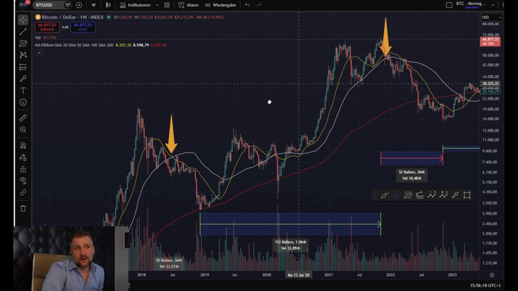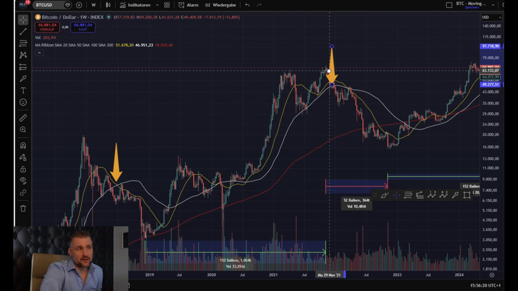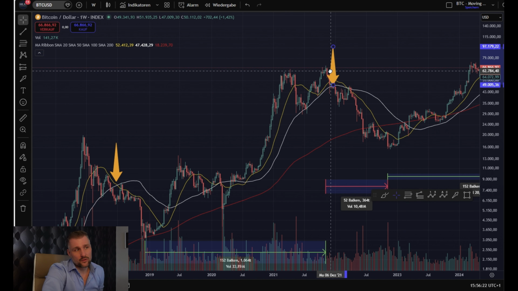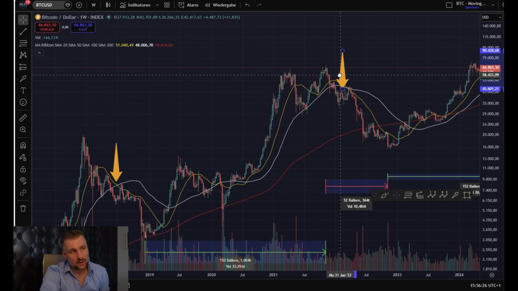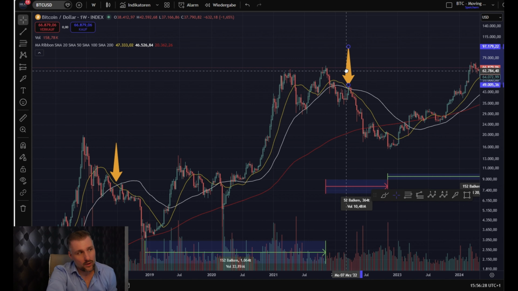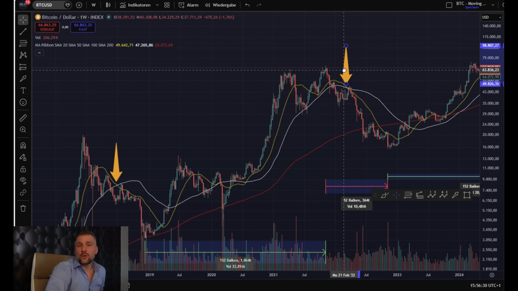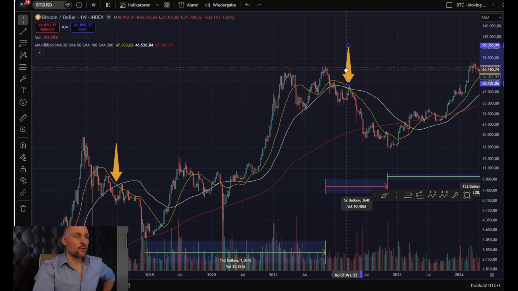And we got the same structure right here. So that was a weekly close below the 50-week moving average. And then we got the crossover, also called the test from below, and the crossover of the 20-week moving average and the 50-week moving average.